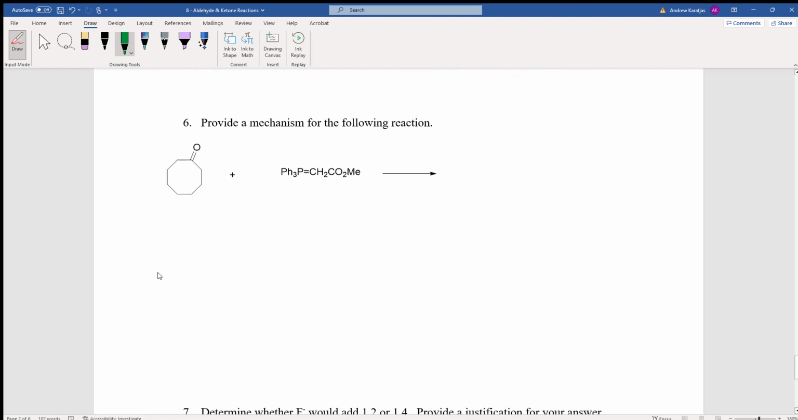All right, question number 6, we're looking for a mechanism. We can see the ylid is already formed, so we know this has to be the Wittig reaction. The Wittig reaction, two-step mechanism. The first step, the carbon of the ylid does nucleophilic attack onto the carbonyl, and the corresponding carbonyl electrons attack the phosphorus.